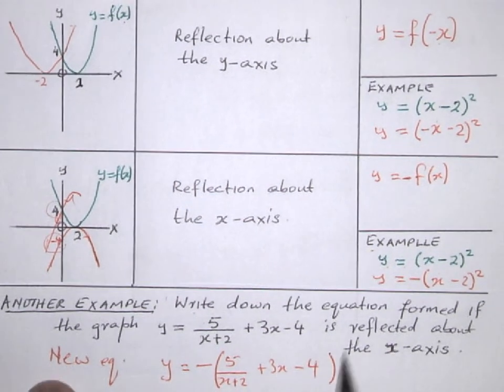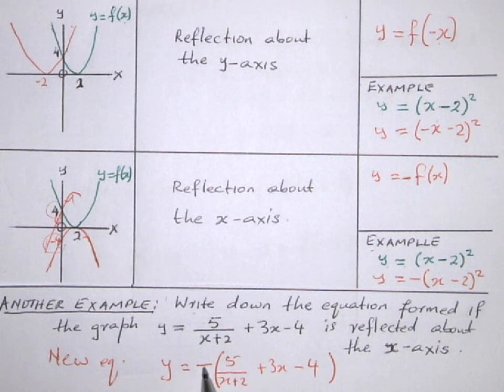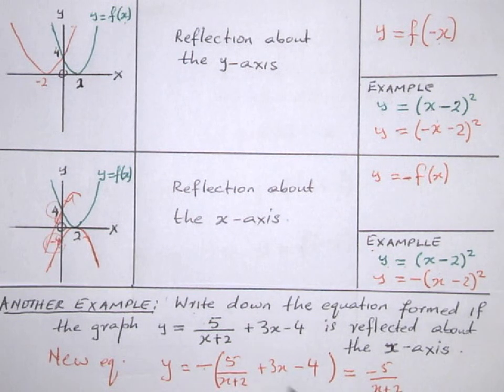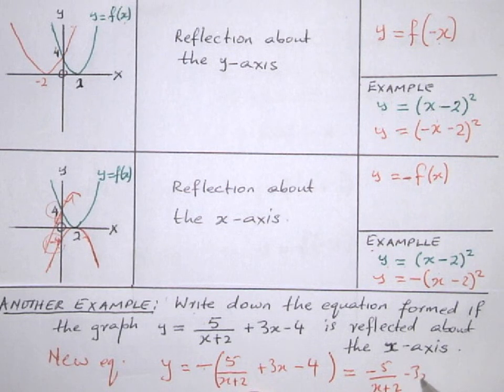But of course, you can simplify and do your distribution. So the minus will multiply this, a minus will multiply this, a minus will multiply this. So you could have written minus 5 over x plus 2, and that and that is minus 3x, and then that and that is x there, and then plus 4.